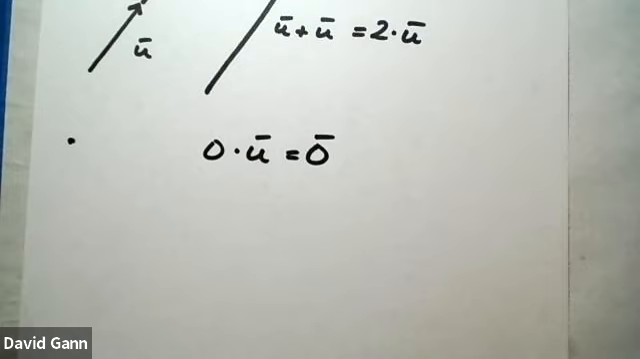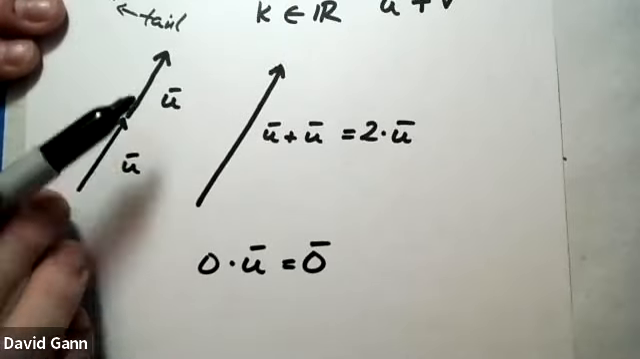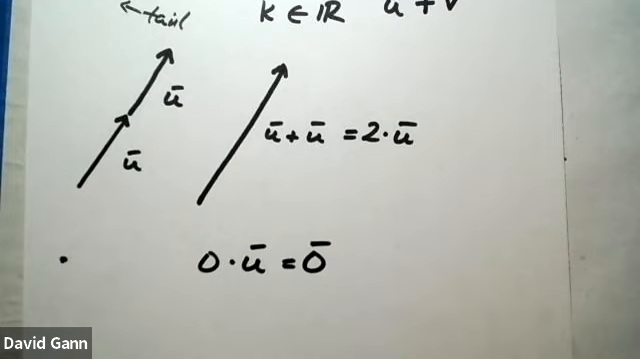What about multiplication by a negative number? If this is addition, can we conceive of a way to do subtraction?